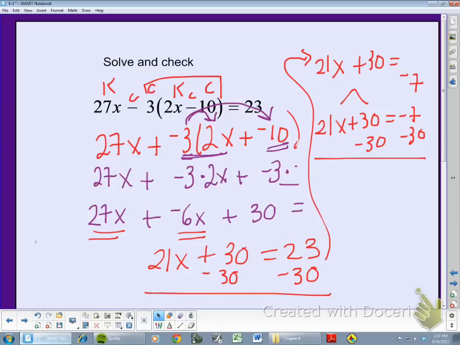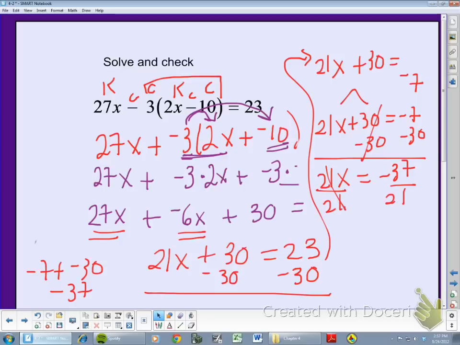So now I can start canceling from both sides. So I get rid of the 30. I have 21x is equal to negative 7 plus negative 30, which is negative 37. And then we want to divide by 21. We'd have x is equal to negative 1 and 16 over 21. I know that seems odd, maybe I made a mistake with one of those numbers. If I made a mistake, you can tell me in the morning, but that's how we do it.